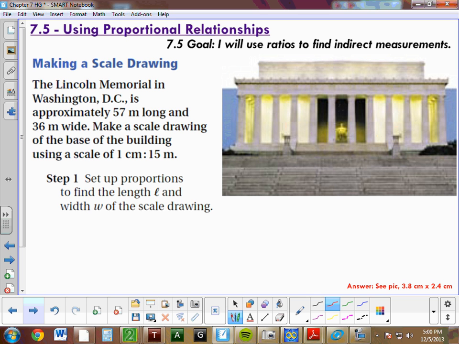That's a scale drawing. It's a scale. I don't know that it's a drawing. You press a penny, so a scale engraving really. But for us, we're just going to draw a picture or a drawing of this. So it's 57 meters long and 36 meters wide. So I'm going to use this scale right here to figure out what that is.